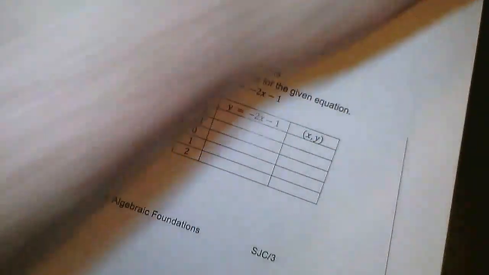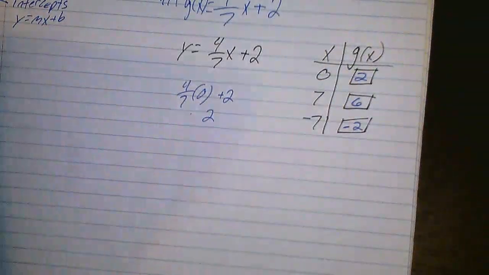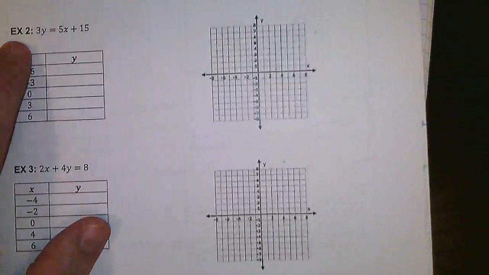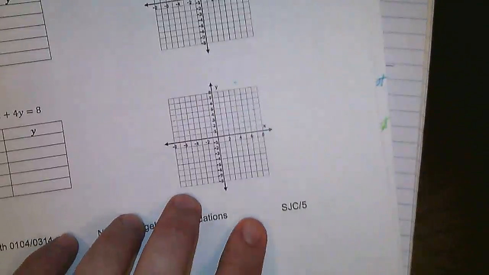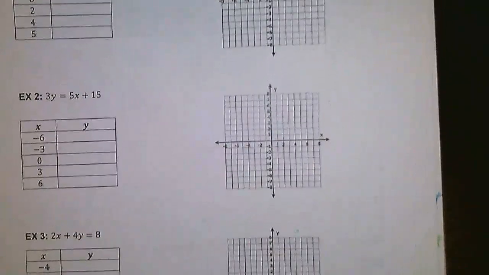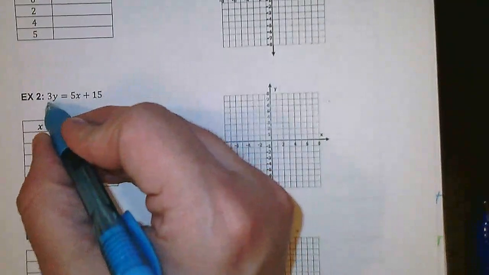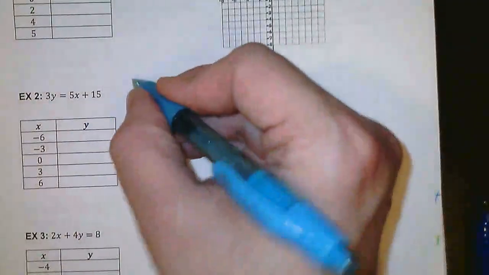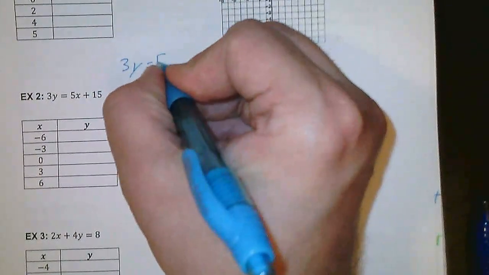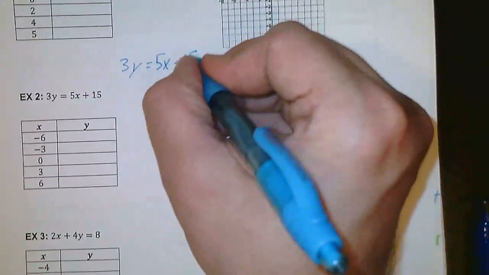So, one more example. Example 2, this is page 5 of the document that I will upload in the video folder. So, look at something like number 2. We have 3y equals 5x plus 15.